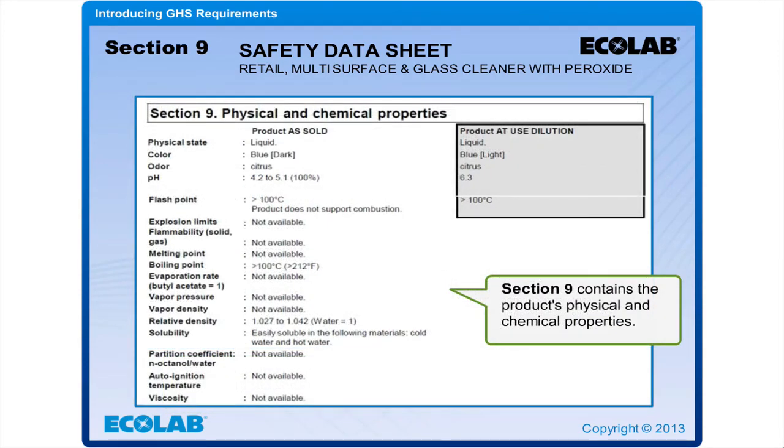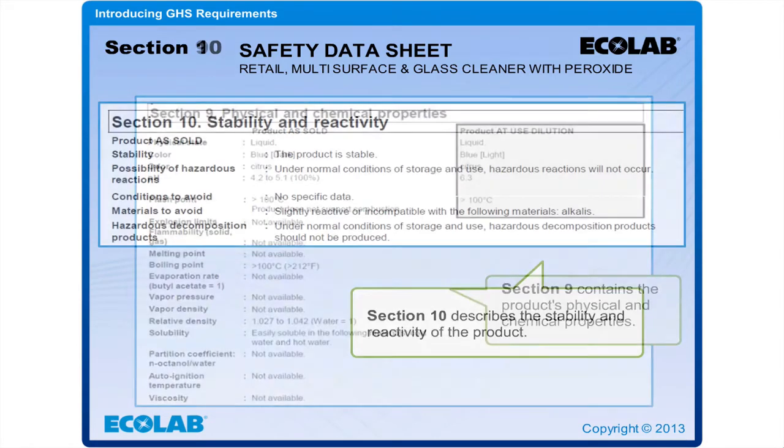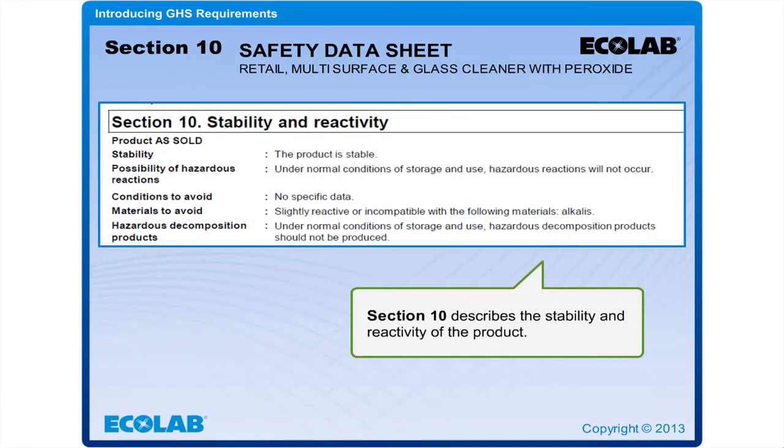This section contains detailed information regarding the product's physical and chemical properties. This is where you can find information such as the appearance, odor, pH, boiling point, flash point, and other key information. Section 10 describes the stability and reactivity of the product. This includes how the product may react with other chemicals, any conditions to avoid, and how the product may decompose under certain circumstances.